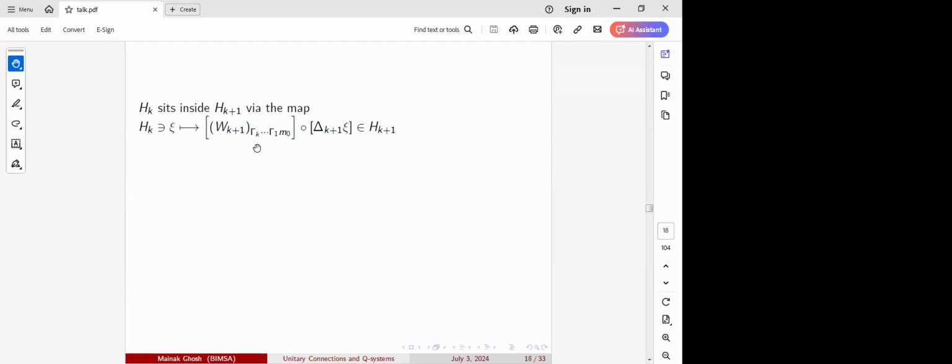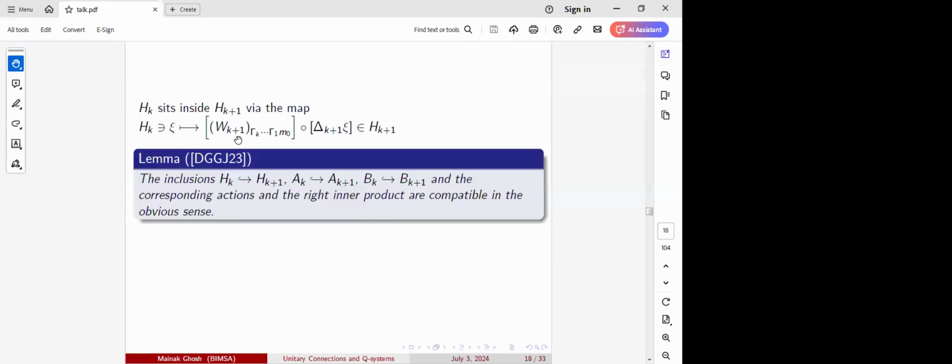Now the unitary connections induce canonical inclusions of H_k inside H_{k+1}, and we have this result that all these inclusions and the corresponding actions and the right inner product are compatible in the obvious sense. So using this lemma, we define H infinity to be the union of the H_k's, and it turns out that H infinity is a right A infinity-B infinity correspondence. And we define psi of this one cell lambda to be this H infinity.